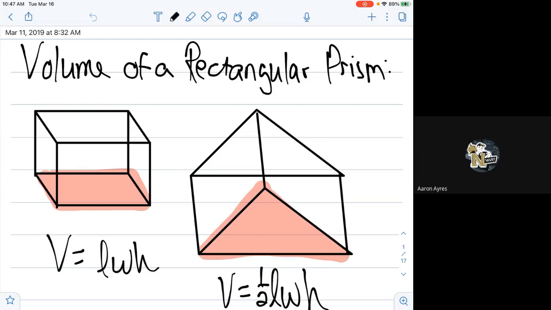You guys remember the volume? How to find the volume of a rectangular prism? Length times width times height, right? What about for a triangular prism? Why is it different for a triangular prism? Because the triangles have to square, right? But in either case, do you guys notice anything about this?